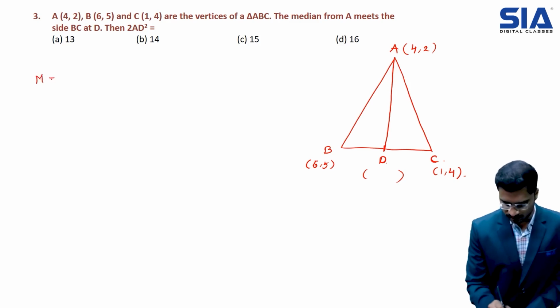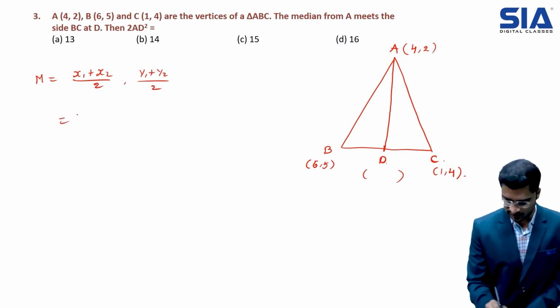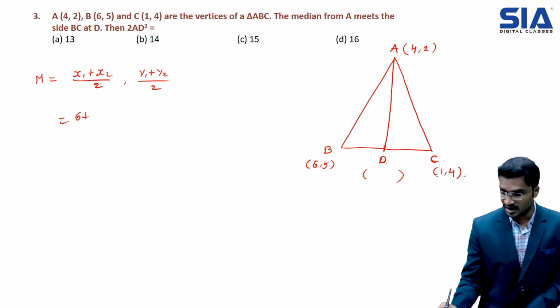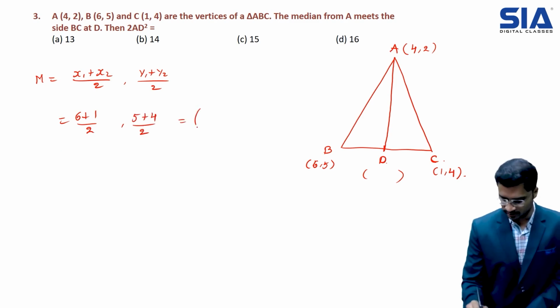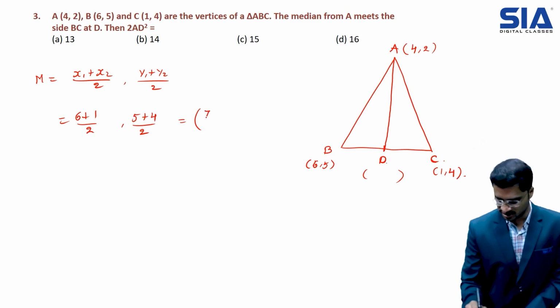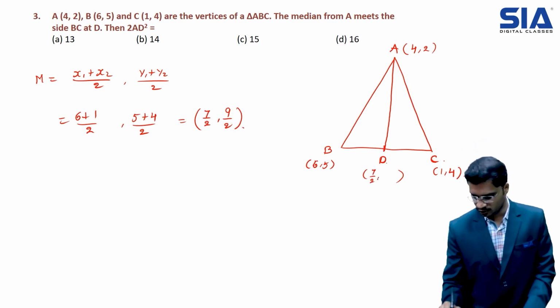The midpoint formula says (x1 plus x2) by 2, comma, (y1 plus y2) by 2. Here the value of x1 is 6 and the value of x2 is 1, so 6 plus 1 by 2, comma, y1 is 5 and y2 is 4, so 5 plus 4 by 2. So the midpoint of BC is 7 by 2, 9 by 2. Let us substitute 7 by 2, 9 by 2.